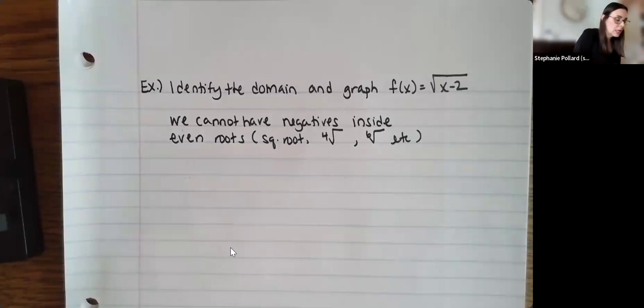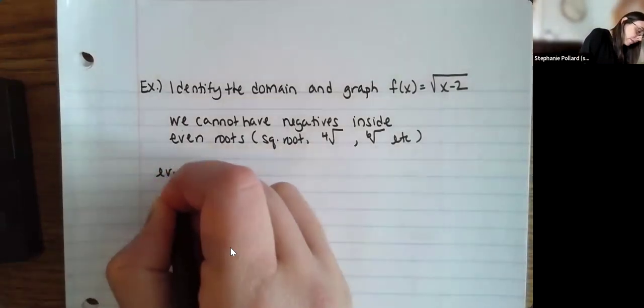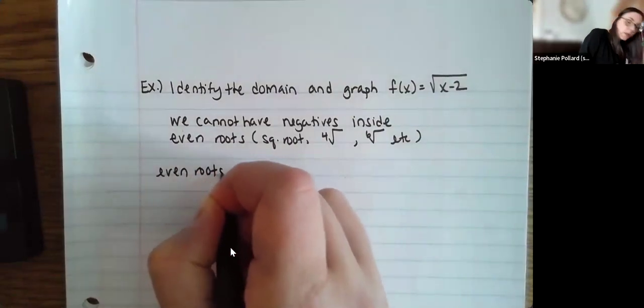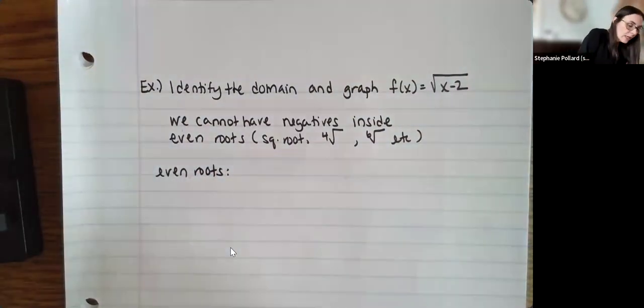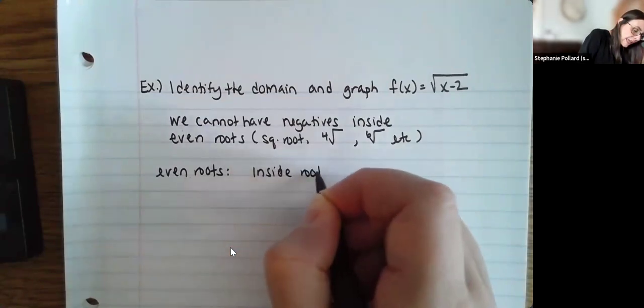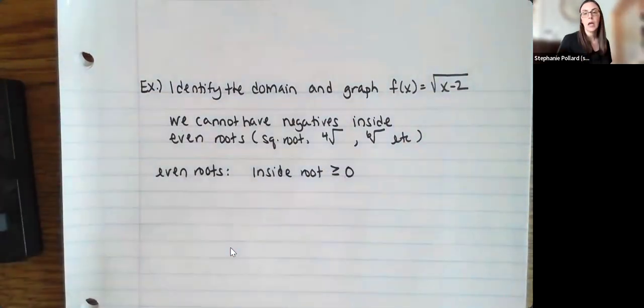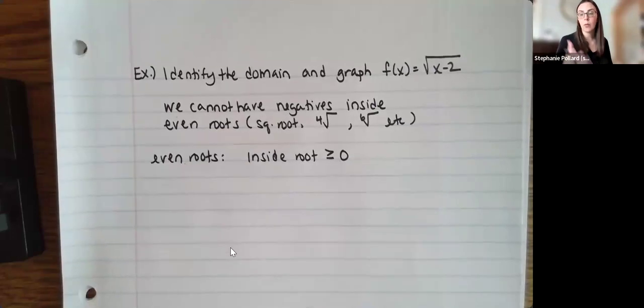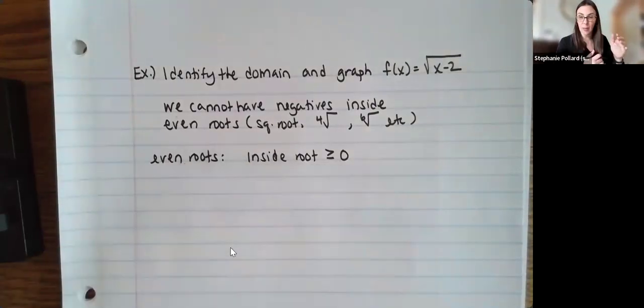So whenever you see even roots, square roots, fourth roots, etc., we need that the inside of the root is at least 0. So it needs to be 0 or positive. Now, we may exclude 0 if the root is in the denominator, right? So we don't forget that we can never divide by 0 either. But for most cases, as long as the inside of the root is 0 or positive, again, unless you're dividing by 0 there, it should be fine.